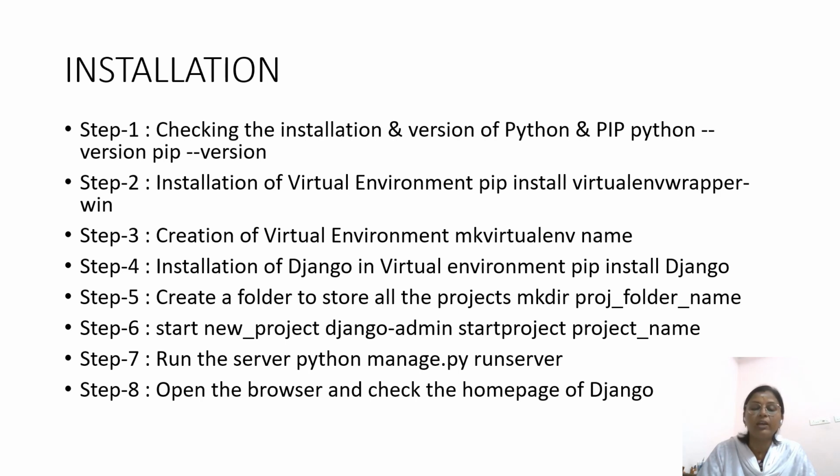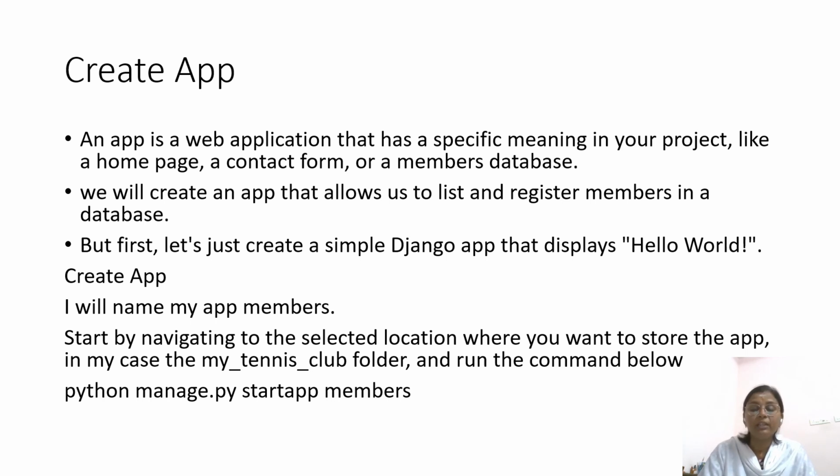In the project itself, we have to create an admin folder, then run python manage.py, run the server, and open the home page. We have to do a number of processes. In the previous slide we saw how to install. After installing, we have created one project, and in that project itself I have to create my app.